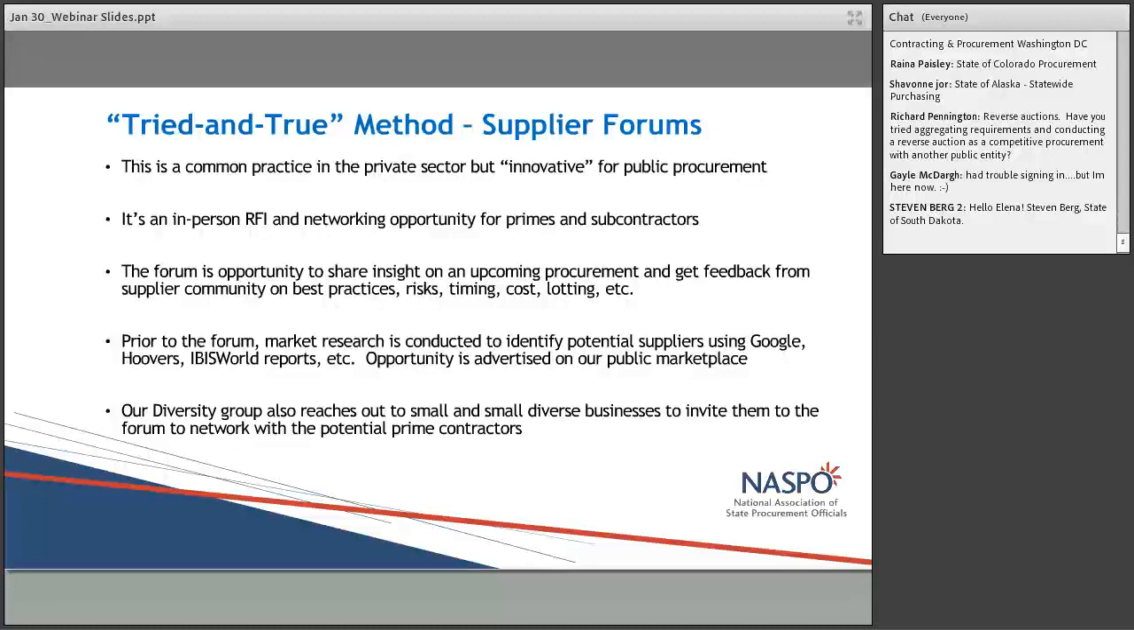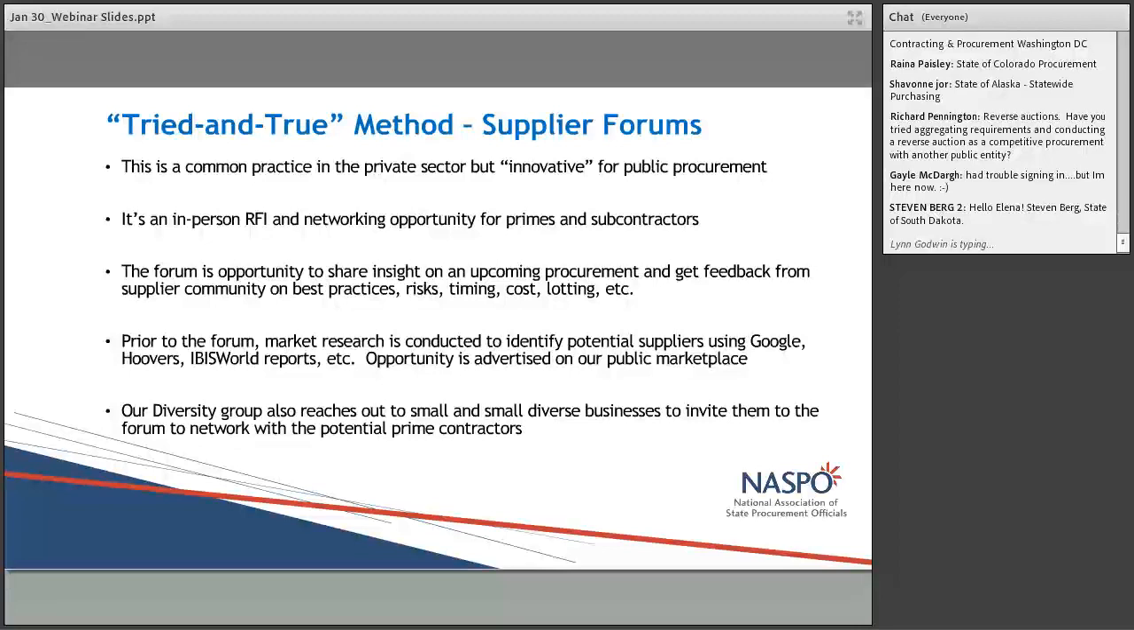And then after we talk to the potential primes and get all this information, we have a part two, or a second half of the forum, where our Bureau of Diversity, Inclusion, and Small Business Opportunities takes over and helps facilitate networking with the primes and the smalls that are in attendance. Before the forum, they actually go out and recruit potential smalls as well. So they have a database of who's in their database by category.